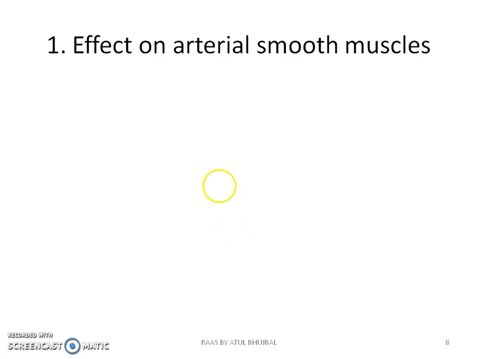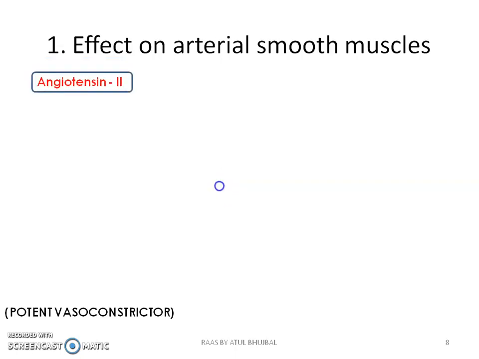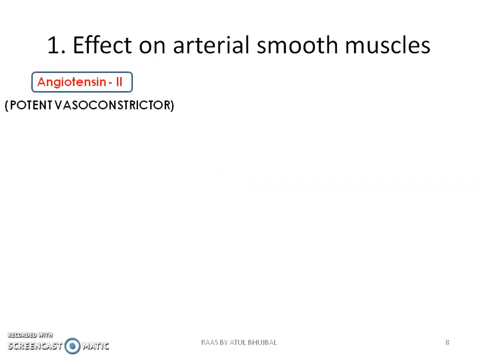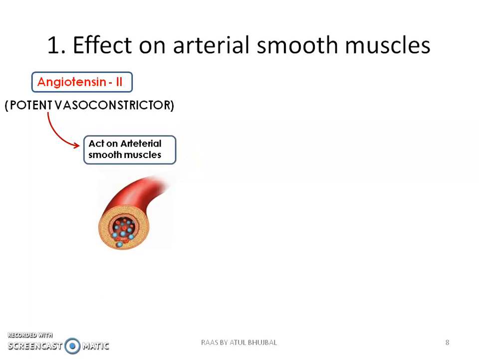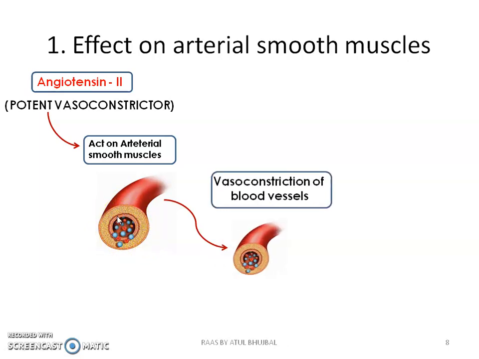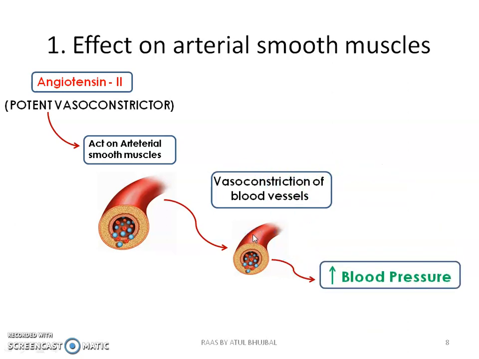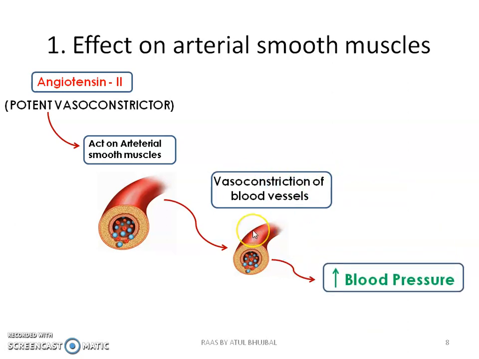First, the effect on arterial smooth muscles. Whenever angiotensin 2 is converted from angiotensin 1, we already said that it is a potent vasoconstrictor. Vaso means blood vessels, constrictor means which constricts the blood vessels. So it acts on arterial smooth muscles, and these get constricted by angiotensin 2. The vasoconstriction effect is observed, and whenever vasoconstriction occurs, it always increases the blood pressure. In this way, it acts on arterial smooth muscles and increases the blood pressure.